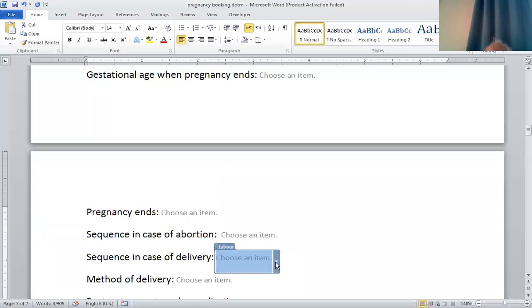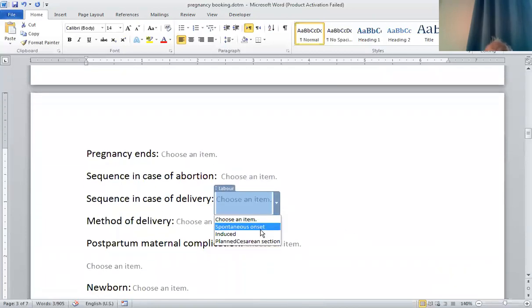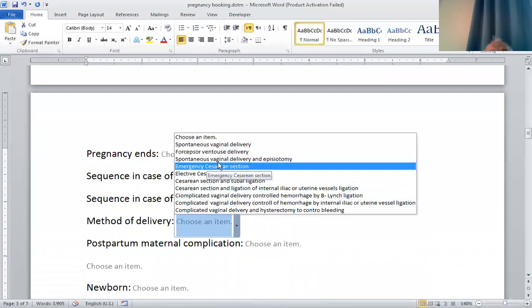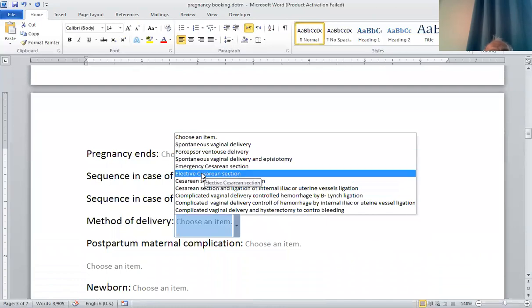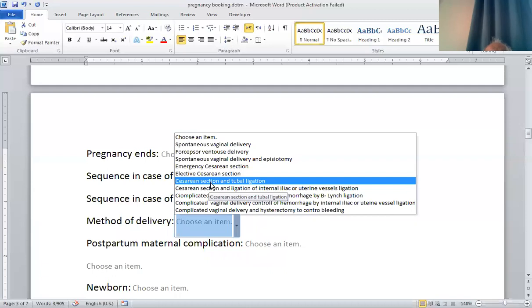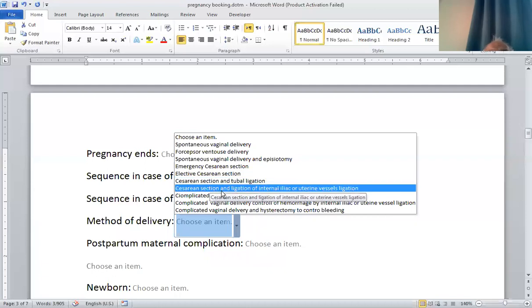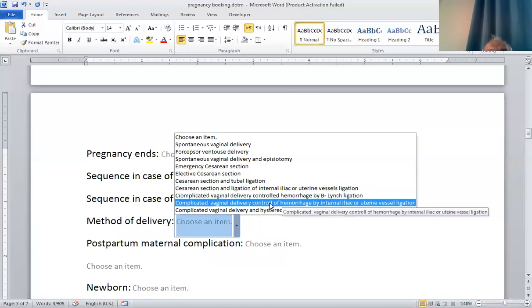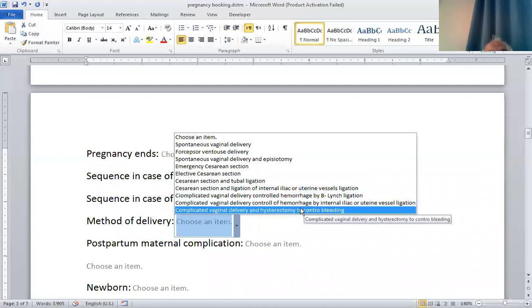In case of the delivery, it was spontaneous, induced, or planned cesarean delivery, and the method of delivery was spontaneous vaginal delivery with induced delivery, spontaneous vaginal delivery with episiotomy, vaginal cesarean section, elective cesarean section, tubal ligation, cesarean section and ligation, unilateral ligation of iliac artery and vessels, complicated delivery with controlled hemorrhage by B-Lynch ligation, complicated delivery with controlled hemorrhage by anterior iliac vessel dilatation, complicated vaginal delivery, and hysterectomy to control the bleeding.